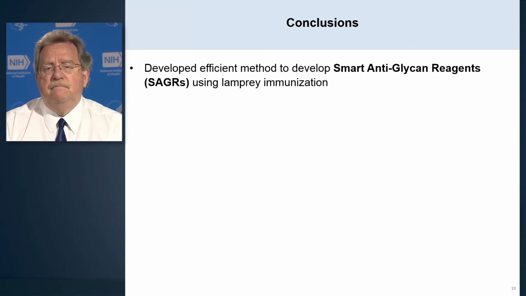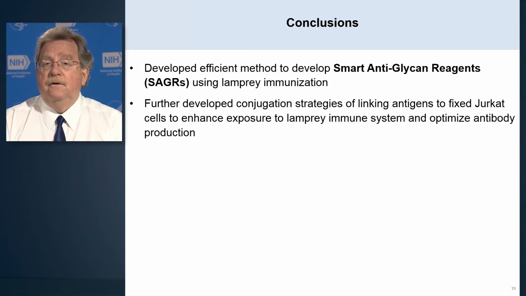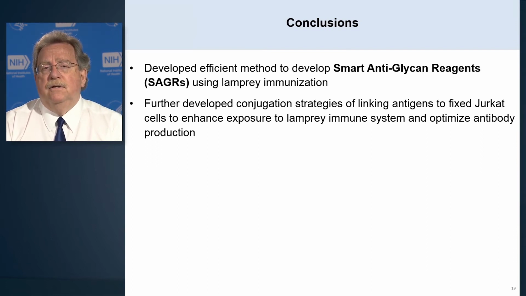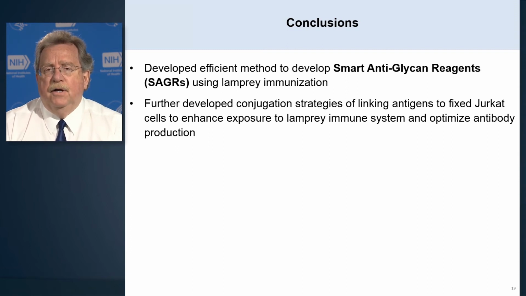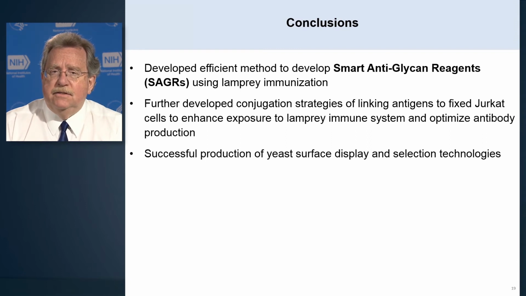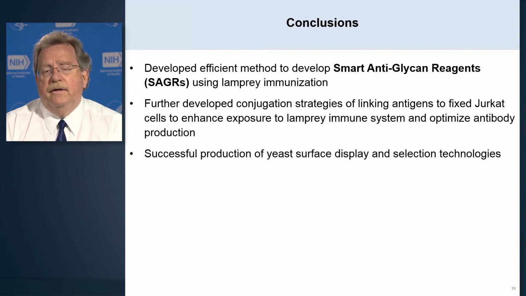Now, the conclusions I'm going to give you today from all this work are that we've developed a very efficient method to develop these smart anti-glycan reagents, SAGRs, using immunization in lampreys. We've also further developed all kinds of methods to conjugate antigens to fixed Jurkat cells, which are human T cells, just to enhance their expression on the Jurkat cells so we can do sorting and optimize antibody production in many ways. We've also successfully produced a yeast surface display library and selection technologies that I talked to you about earlier.